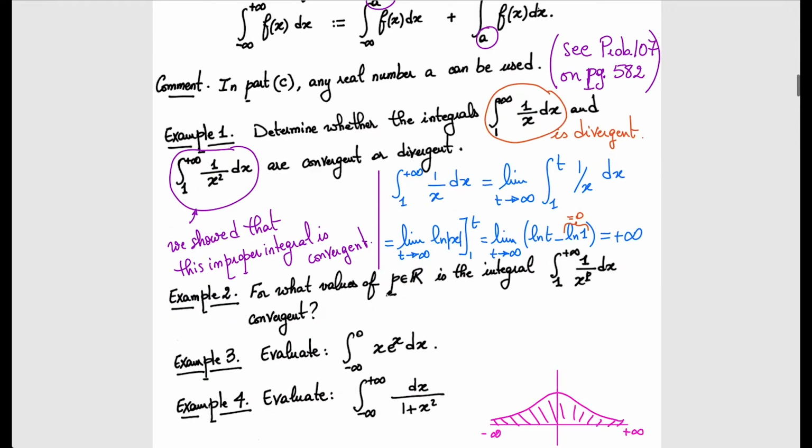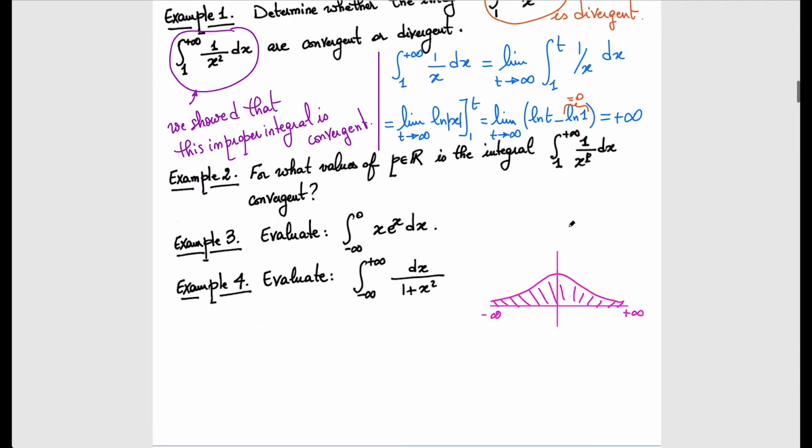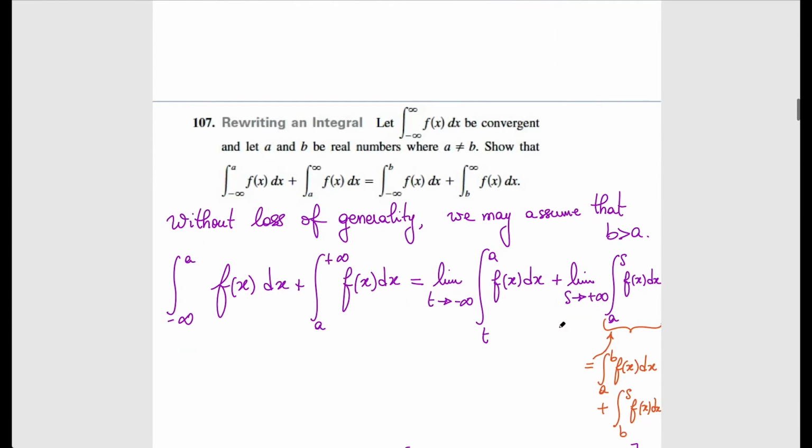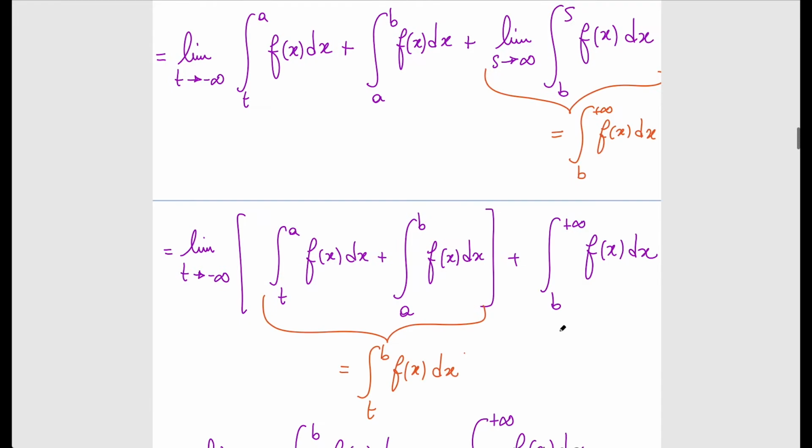And what would be a natural number to stop at? How about 0? Okay. So I'm gonna divide in 2 pieces, from -infinity to 0 and from 0 to infinity. You can choose any number you want, but again, I'm gonna choose a convenient one. 0 would be convenient. Okay, so let's take this example on the next page.